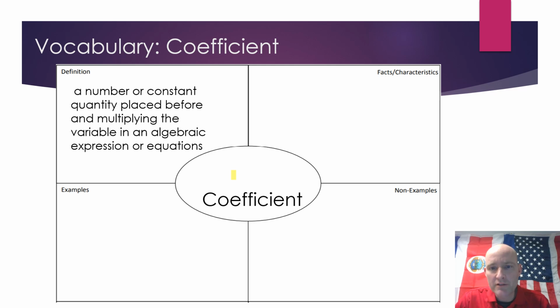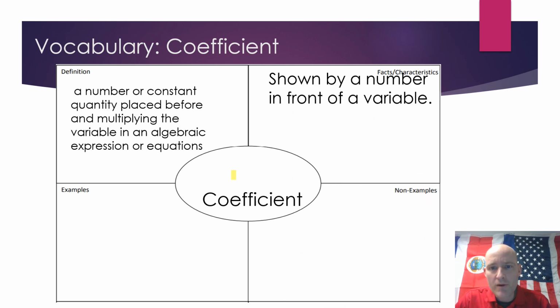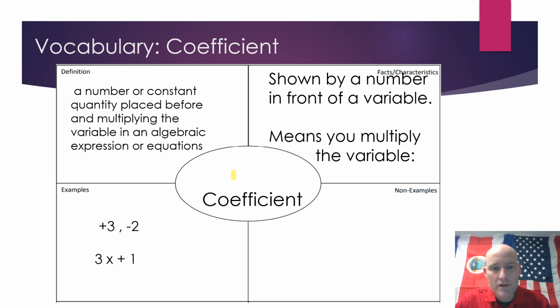The coefficient is a number or a constant quantity placed before and multiplying the variable in an expression or equation. So it's shown by a number in front of a variable, and it means you multiply the variable. So 3 and negative 2. In 3x plus 1, our coefficient is 3. Okay, so we have x, minus x, a, and minus a.